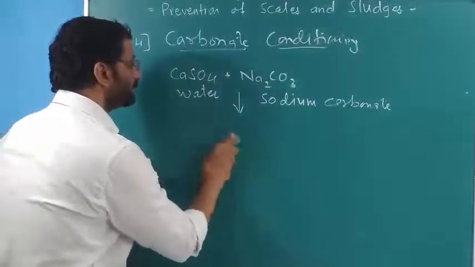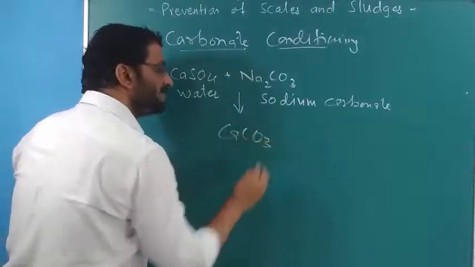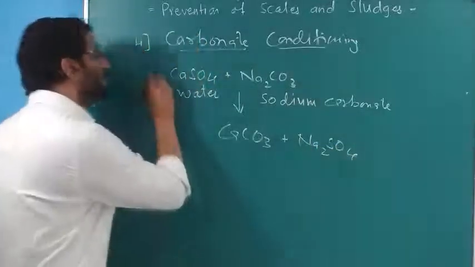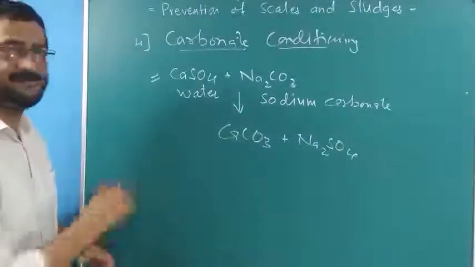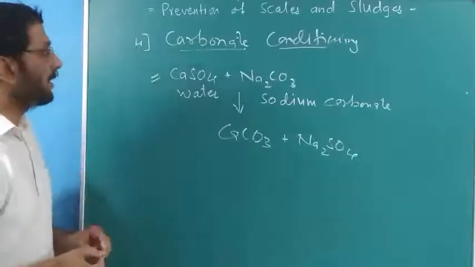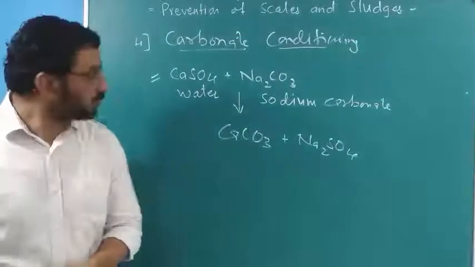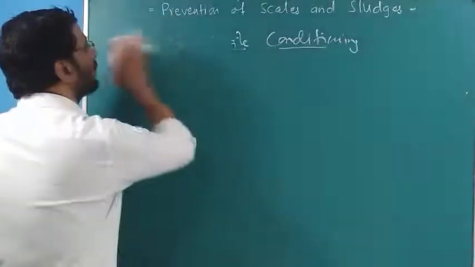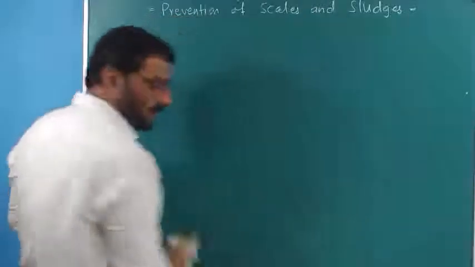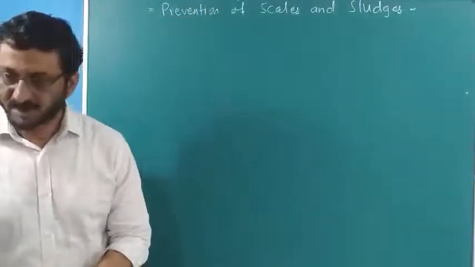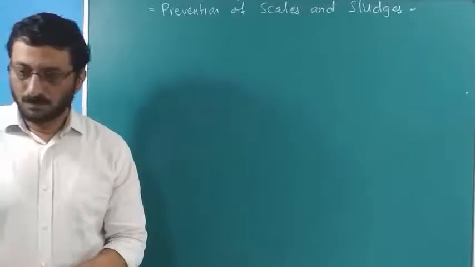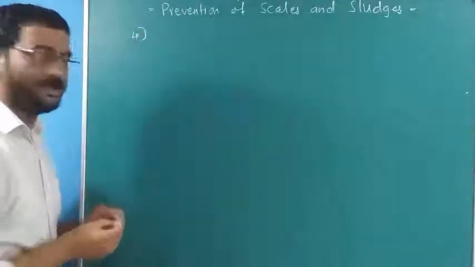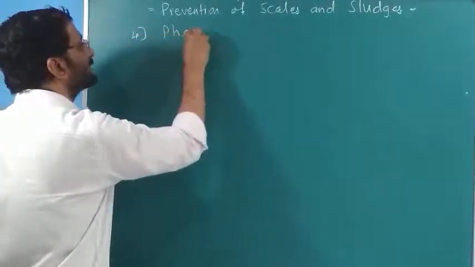I will get here CaCO3, that is less harmful, plus Na2SO4. This is the one reaction for carbonate conditioning. Different carbonates we are adding. So this one is the fourth. One reaction is sufficient. So one reaction for carbonate, one reaction for colloidal, one reaction for phosphate. See, one reaction for EDTA. You can write a reaction for EDTA, and lastly it is phosphate conditioning.